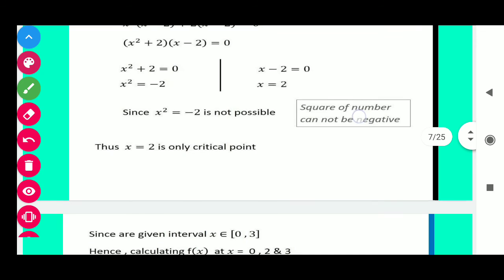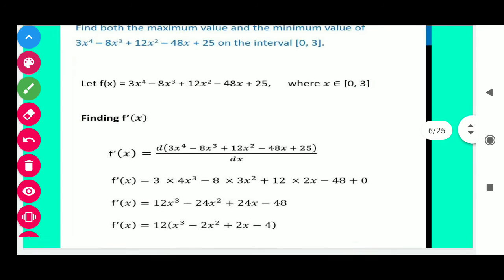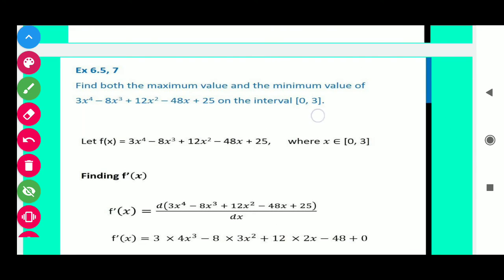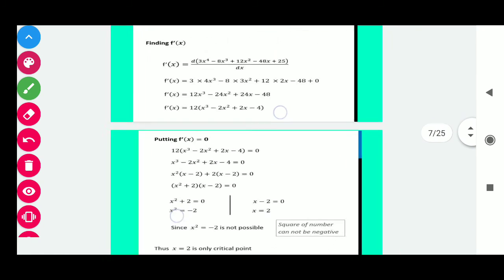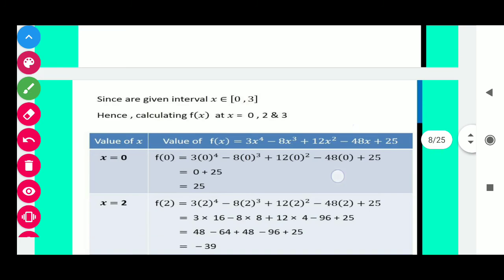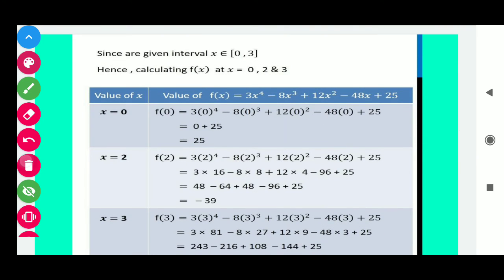Now students, we need to find the maximum and minimum value belonging to this interval. For this, the working rule is going to be slightly different because the interval is given. So now you can see that in the interval 0 to 3 we have the values 0, 3 and the critical point we found, 2. So students, we need to put these points in the given function. Suppose at 0 we get 25, at 2 we get minus 39, at 3 we get the answer 16.